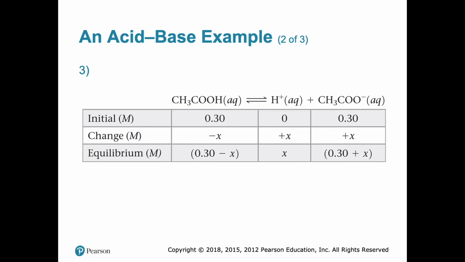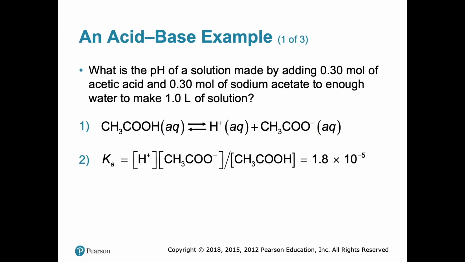Instead of the ice table being 0.3, 0, and 0, what do we have now that's different? It's going to have 0.3 here as well for the acetate ion. The reason is that the problem says not only do you have 0.3 moles of sodium acetate, you also have 0.3 moles of acetic acid. So you have to take into account the 0.3 moles of the acetic acid as the initial, and the 0.3 moles of sodium acetate in the initial.